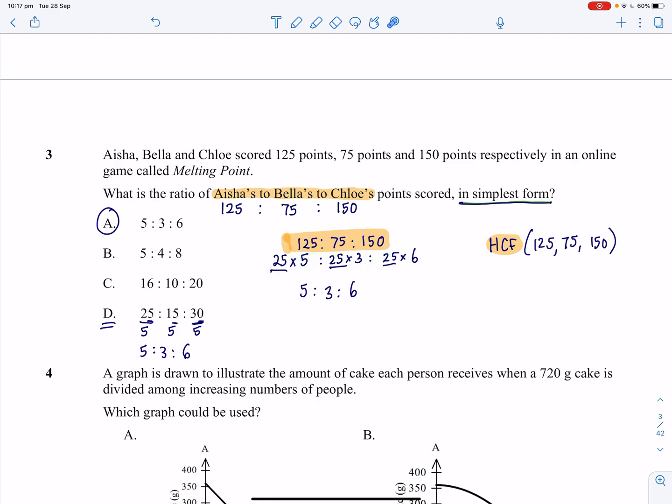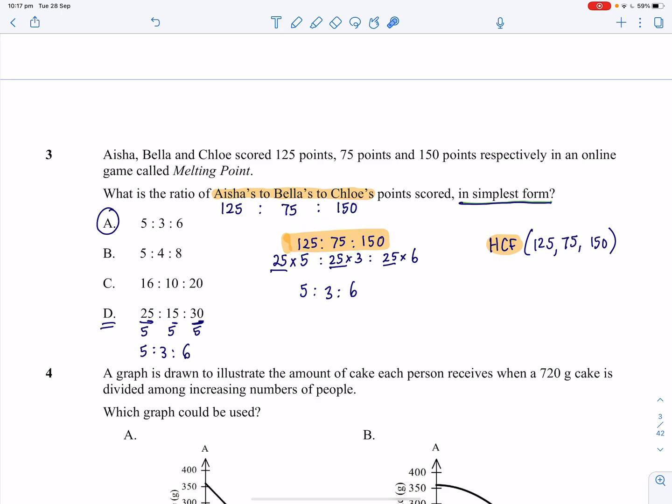It's really important that you write it in the order that they've asked you to. So for instance, in this case, they've asked for Aisha's to Bella's to Chloe's, and they've given you the numbers in that order. So that's relatively easy. But what if they asked you to do Bella's to Chloe's to Aisha's, in which case it would have been 75 to 150 and then 125 here. It's really important to make sure you've got it in the correct order.